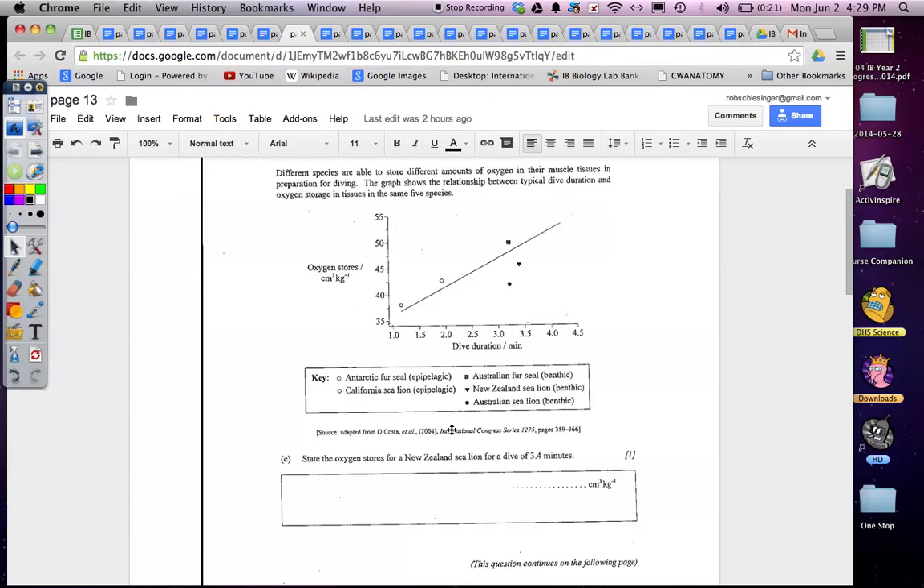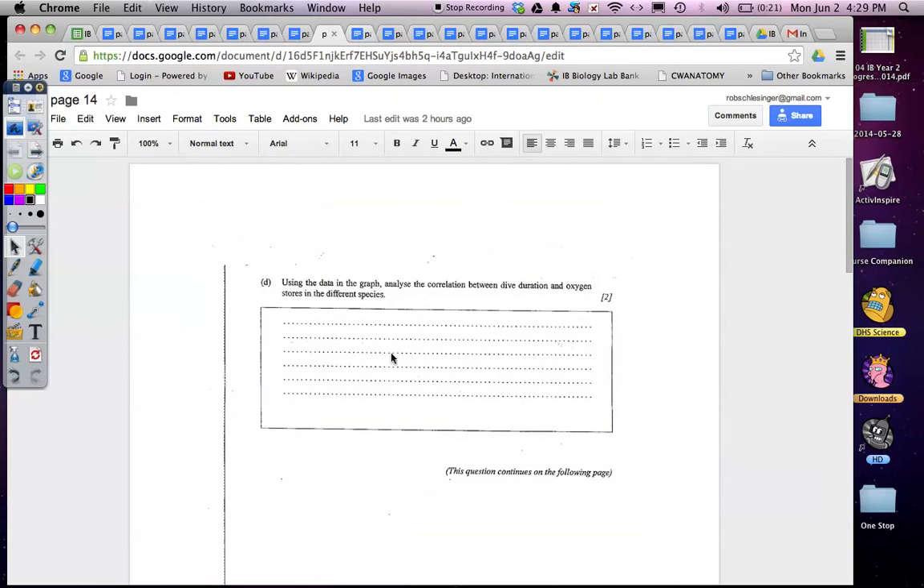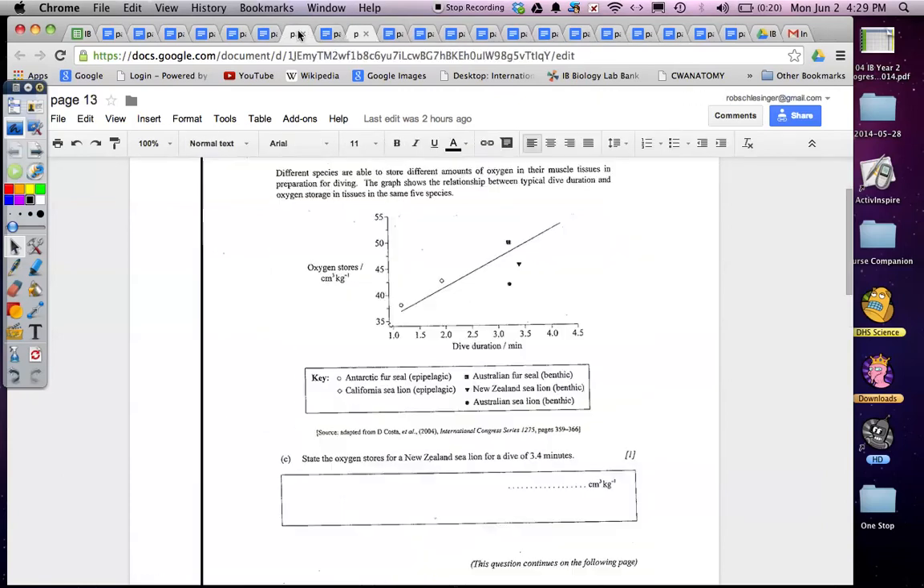Granted, it's not the strongest positive correlation in the world, but nevertheless it is a positive correlation. And so since it is a positive correlation, in the next part of the response, you want to talk about what that means in terms of dive duration and oxygen stores. So essentially, as dive durations increase, so does the ability of the sea lion or seal to store oxygen.